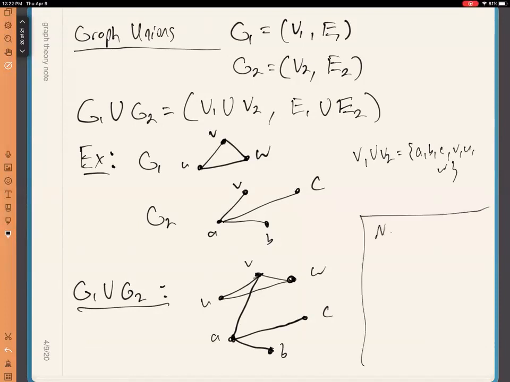One thing that's worth pointing out is that each of these graphs is a subgraph of the union, where i is equal to one or two. That easily follows from the definition, because what are the vertices of G1? That's V1, and V1 is clearly a subset of V1 union V2, and E1 is clearly a subset of E1 union E2, and so G1 is a subgraph, and similarly G2 is a subgraph.